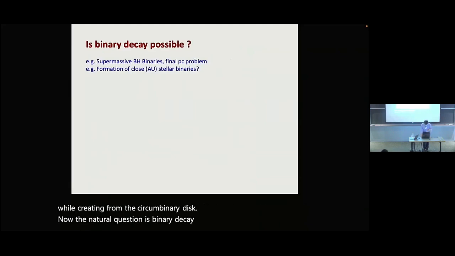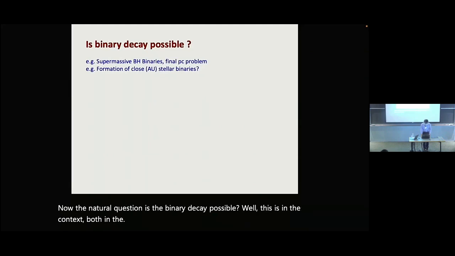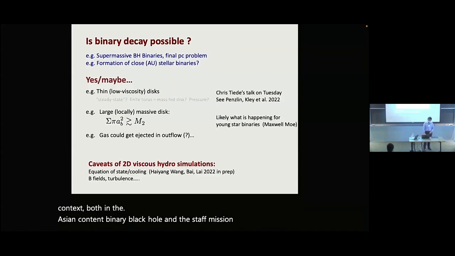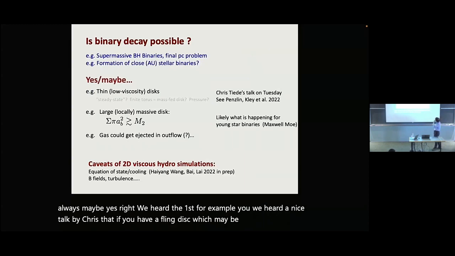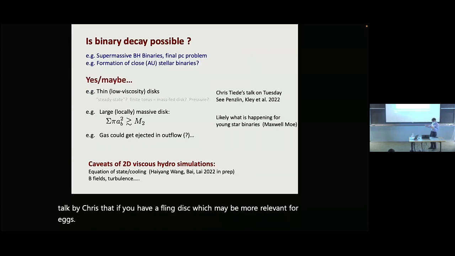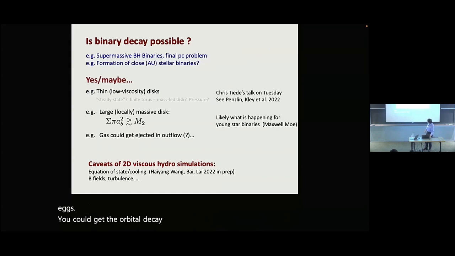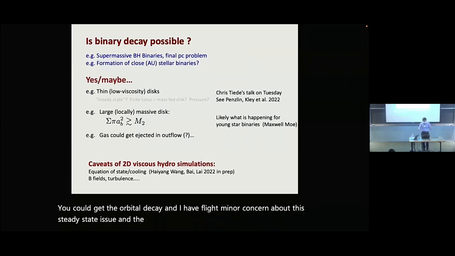Well, and this is in the context both of the AGN, binary black hole, and the star formation context. My answer is always "maybe" and "yes," right? We heard, for example, a nice talk by Chris that if you have a thin disk, which may be more relevant for AGNs, you could get orbital decay. And I have a slight minor concern about this steady state issue. And the torus, well, the torus is the same as fine mass feeding, constantly feeding the disk. Although we have done these similar things.